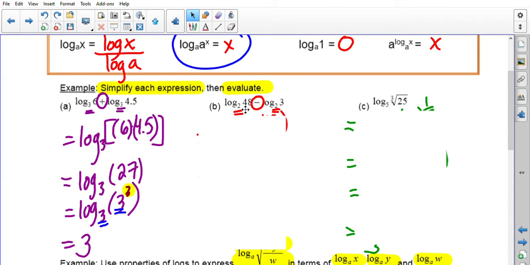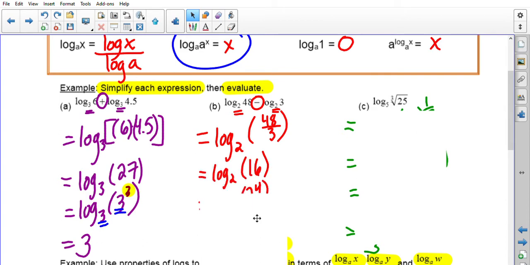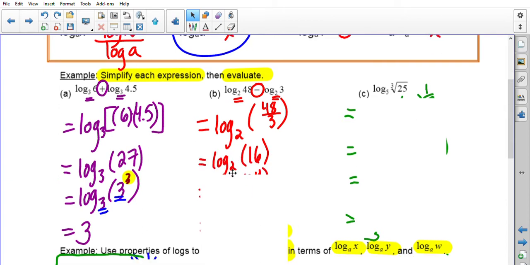All right, the next one, we've got log 48 to the base 2 minus log 3 to the base 2. Common base, logs are separated by a minus sign, so that means we can take their arguments and divide them. So it's going to become log 48 divided by 3 to the base 2. That is log 16 to the base 2.